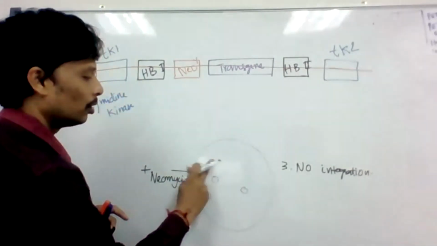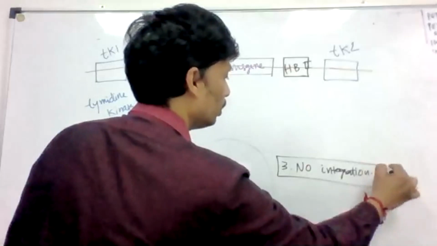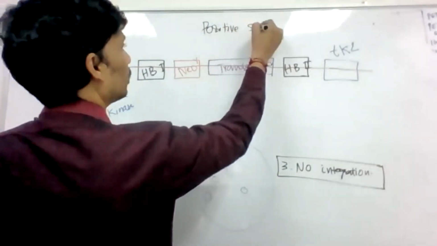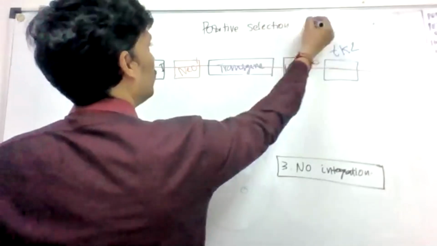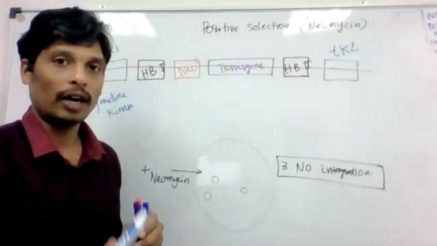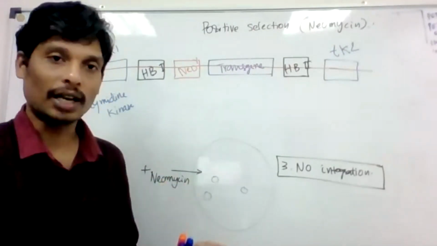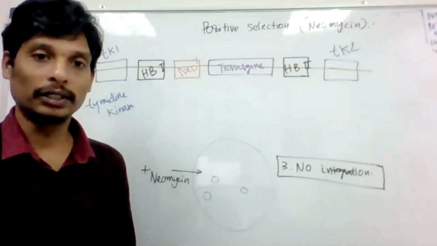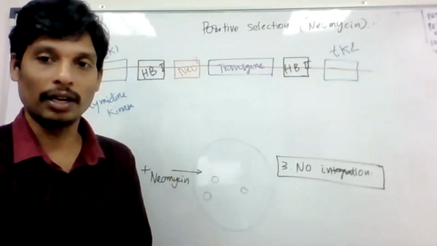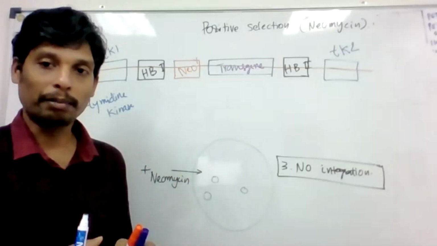A few will be there. So you have already excluded these possibilities, right? This is called positive selection after adding the neomycin, because the cells which have the neomycin resistant cassette will survive. The cells which do not have the neomycin cassette will not survive. When it has the gene, it will survive; when it does not have the gene, it will not survive. So that is called positive selection. When something is present, it will survive. When something is not present, it will not survive.